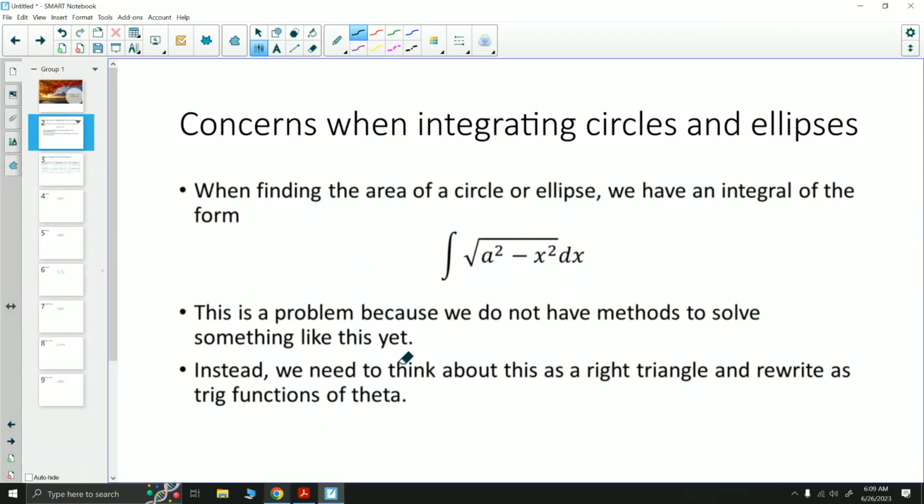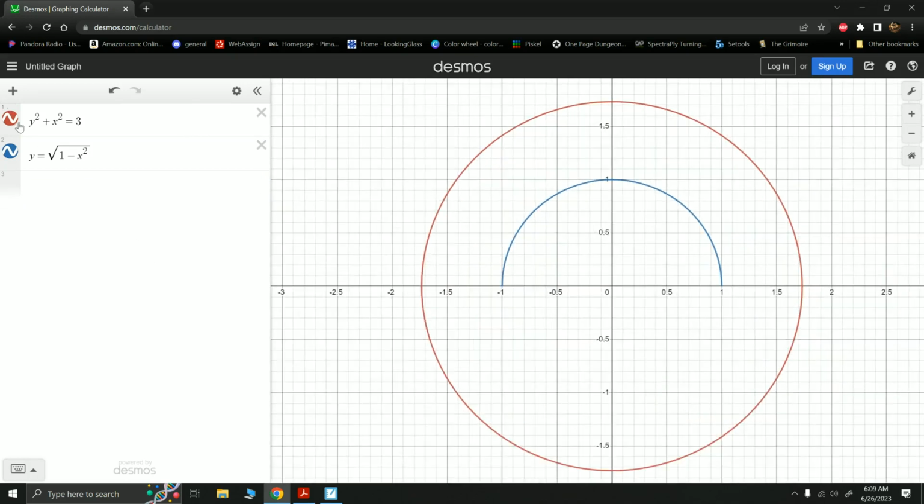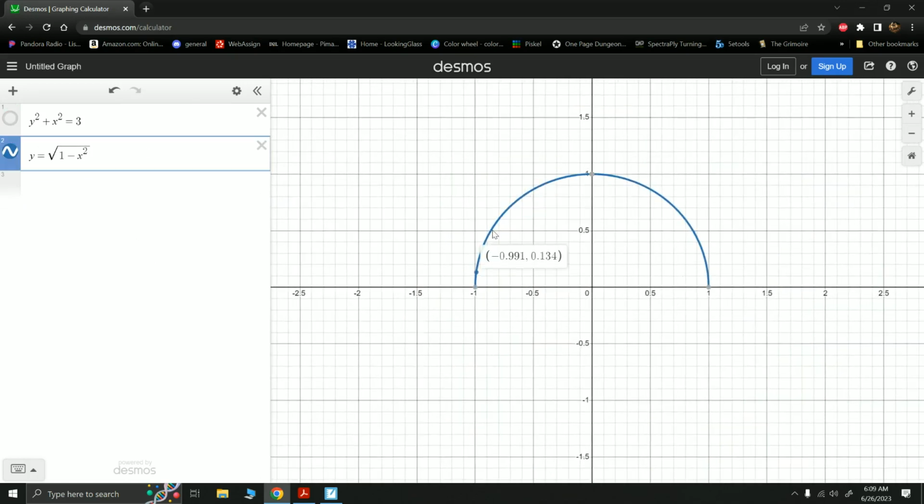The problem here is that when it's in this circular form, we don't actually have a method to integrate this function. We know we should be able to. It's a function, there's nothing special here. Why shouldn't we be able to integrate this, right?